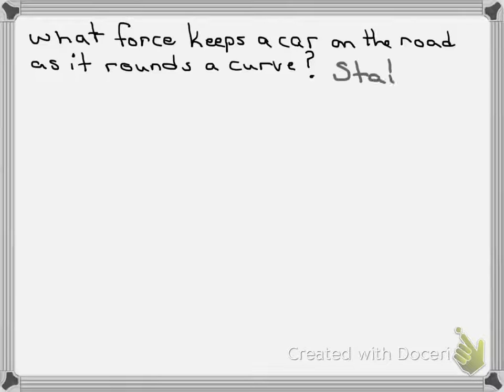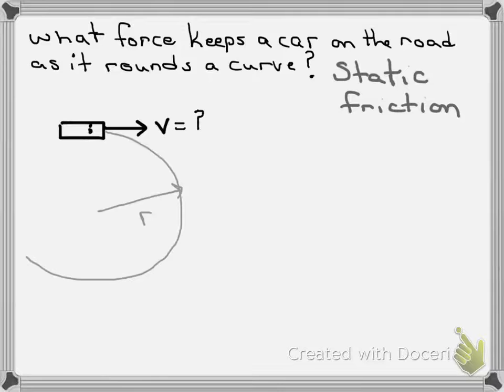That force is static friction. So let's consider a car rounding a curve. Here we have a car that's rounding a curve that has a radius of 150 meters. And let's assume that the coefficient of static friction between the tires and the road is 0.8. What we want to do is find the maximum safe velocity that that car can have and not slide off the road.